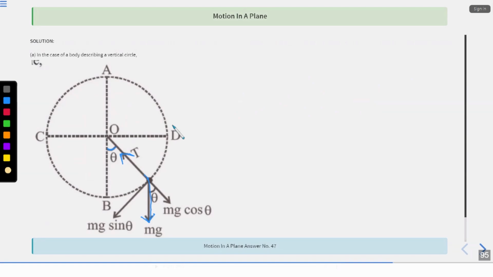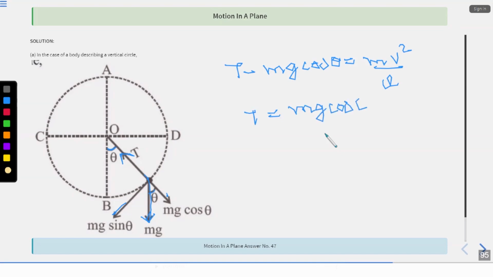So using parallel lines, you will get it as theta. So here this is mg, so this will be mg cos theta and this will be mg sin theta, right? So we can write it as T minus mg cos theta is equal to mv square by L. Okay, therefore I can write T is equal to mg cos theta plus mv square by L.